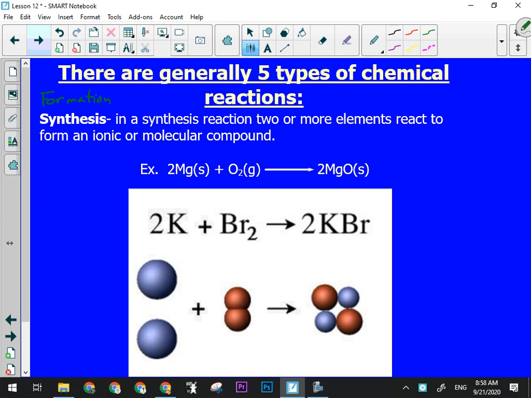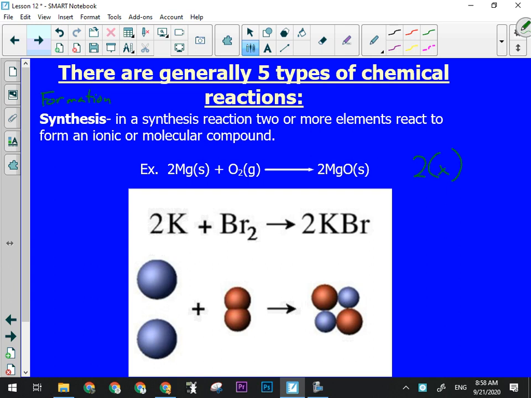We call these coefficients. It would be like in math if you went like this, 2x. It means multiply everything behind the 2 by 2. So the whole compound is saying there are two magnesium oxide molecules. If there are two, then there's two magnesiums and there are two oxygens. Because really, what we're seeing is what we're seeing down here.